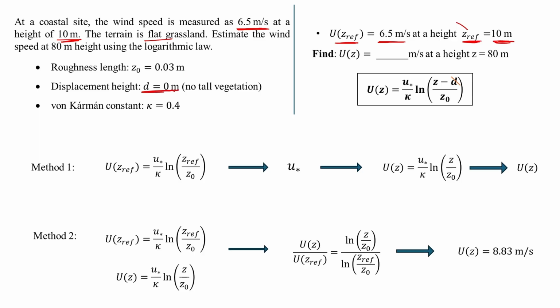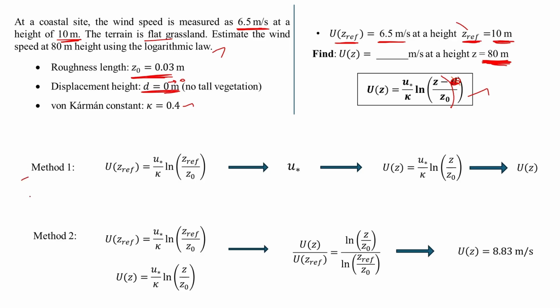That means there is no canopy. So D is 0, but still there will be Z naught. That value they have given as 0.03 meter, and they mentioned the von Karman constant also. With that, you have to find what is the velocity at 80 meter height using the logarithmic law. So this is the logarithmic law formula. So if there is no obstacle, there is a flat surface, there is no canopy height, means D will be 0. So this will be the final formula.